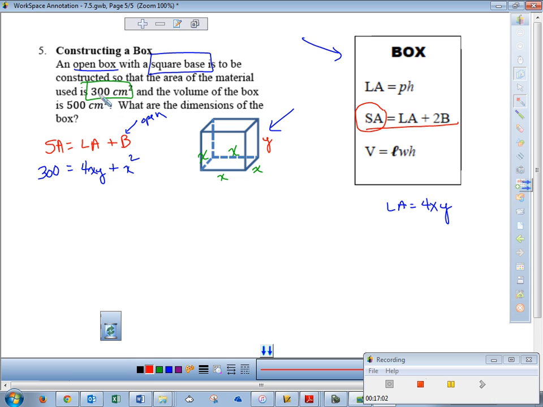They also give me this: the volume of the box is 500 centimeters cubed. I know the formula for volume is length times width times height. Correct? If I substitute in, I know the volume is 500. That should be cubed instead of squared, that's a typo. The length is x. The width is x. And the height is y. Everybody down with that? Which can clean up to be, of course, x squared y.